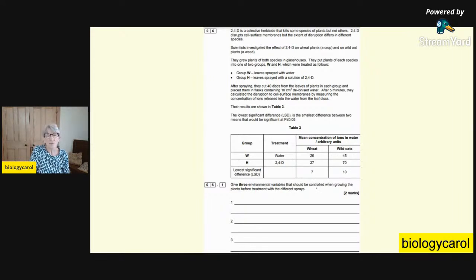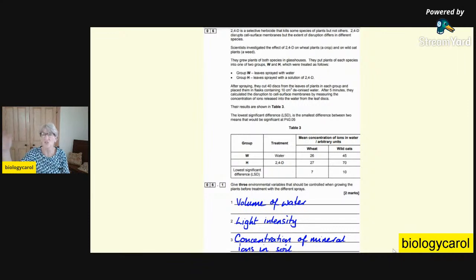Okay, give three environmental factors that should be controlled when growing the plants. Well, these are the ones that I thought most obvious. The volume of water that they're watered with, the light intensity. So in other words, one can't be in a shaded part of the greenhouse and the other not.